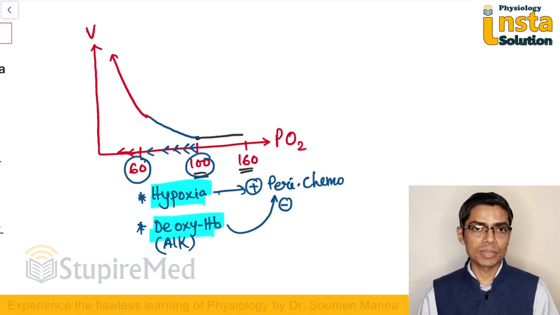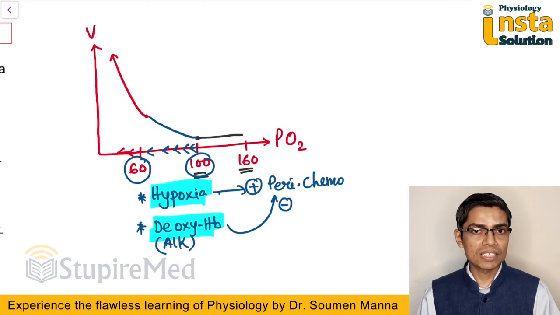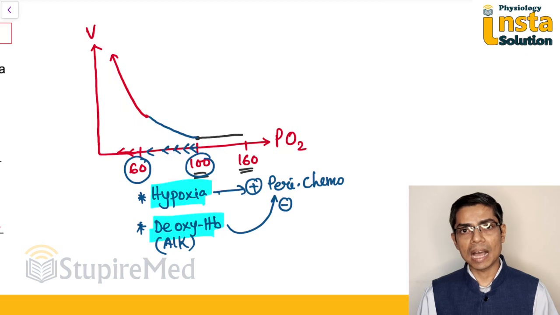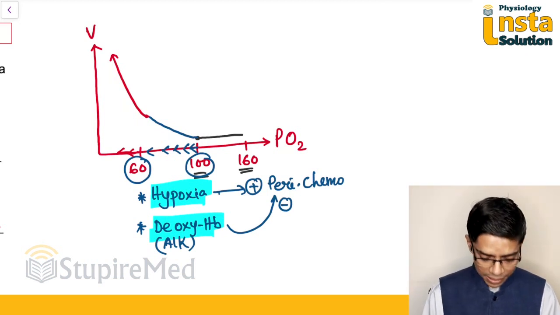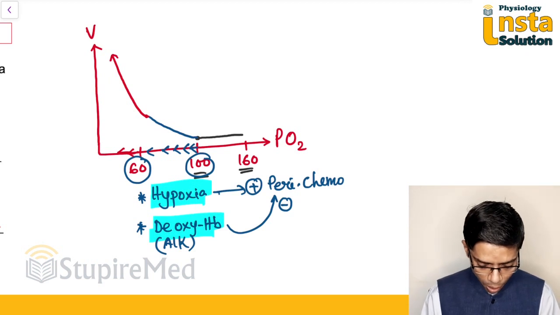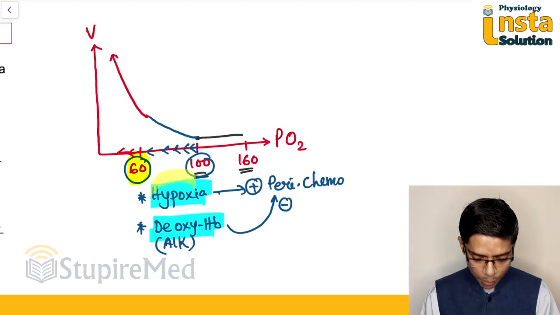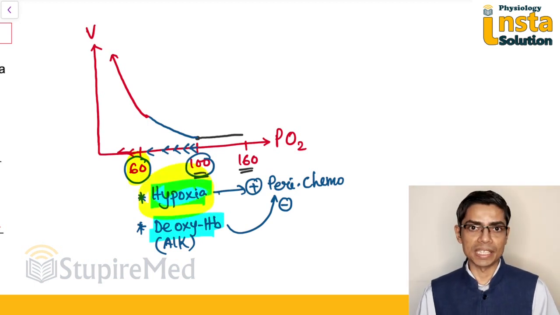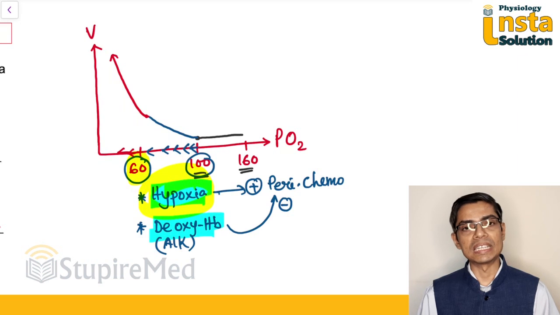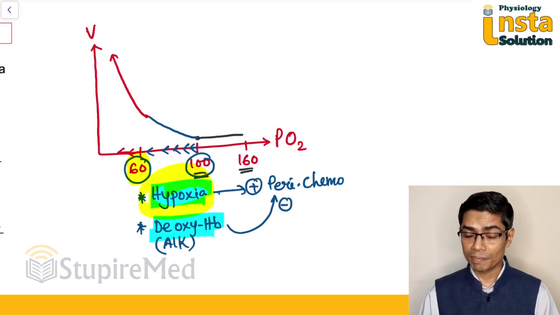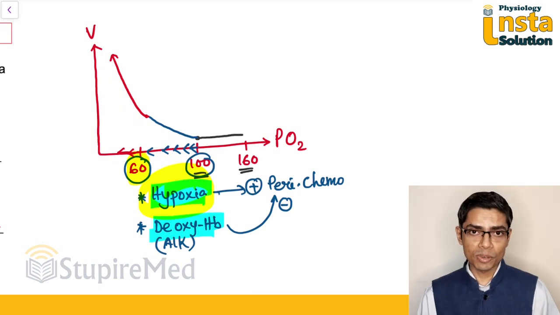Because of the balance of this, what will happen? The ventilation is not rising significantly when the partial pressure of oxygen is above 60 millimeter of mercury. But whenever the partial pressure of oxygen is below 60 millimeter of mercury, the stimulation by this hypoxia is so much high that it overcomes the inhibitory effect of deoxyhemoglobin. Getting my point? Apart from this deoxyhemoglobin mediated inhibition, there is another reason also.